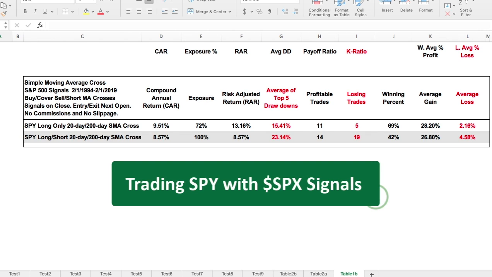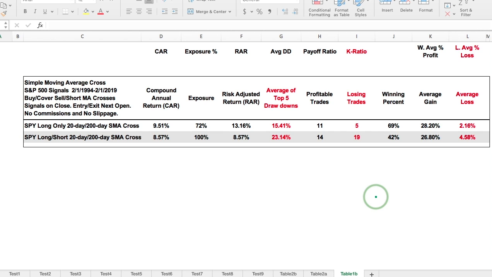So what if we used SPY as our trading vehicle for longs and shorts? Well, you can see here that if you're long only and you use these S&P 500 signals and you trade SPY, you have a very respectable 9.51% annual return. You have a 69% winning rate, and your average gain is much larger than the average loss. Now, I just use shorting SPY for this test. Of course, I could have used an inverse ETF, but then I couldn't have gone back as far as 1994. But I think the essence will work here.